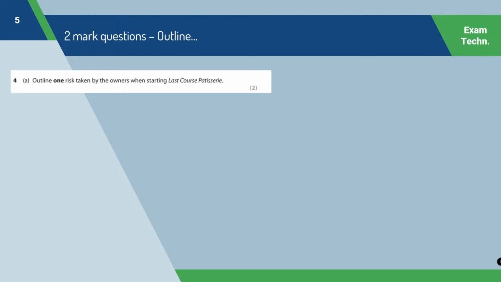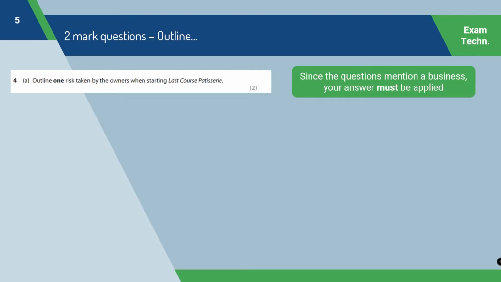Outline one risk taken by the owners when starting Last Course Patisserie. The case for all of these 2 markers is that these questions mention a business specifically. You can see in the question there, Last Course Patisserie. That would have been a case study in an exam. Your answer therefore must be applied. It can't just be a general risk that an owner might take. It has to be a risk that they have taken when they've started their business.